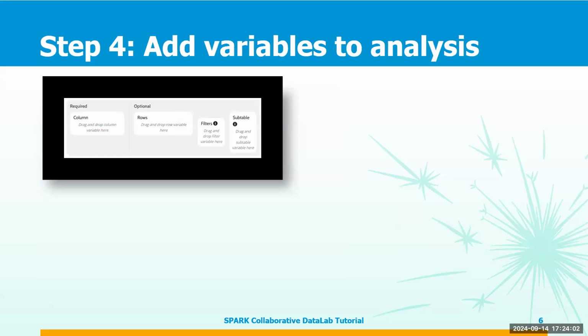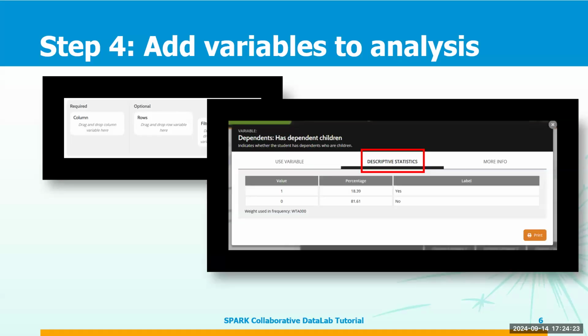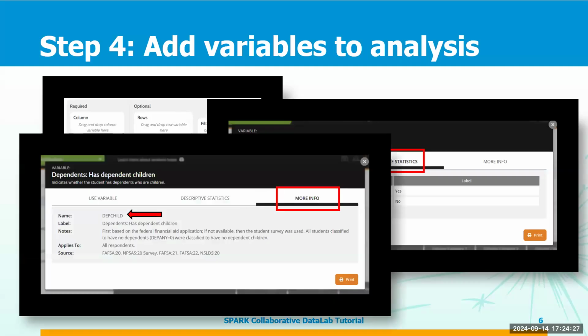Step 4. Once you've identified the variables you want to look at, you'll need to pull them into your analysis. You can drag variables into the column and rows boxes to add them to your table. When you drop a variable into a required column or optional row, filter, or subtable, a variable box will pop up on your screen. You can review descriptive statistics for the variable and see more information about the variable using this pop-up box.